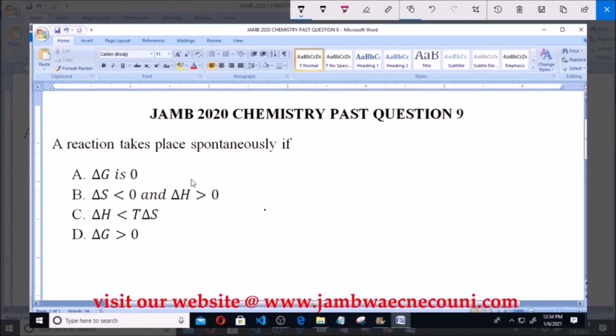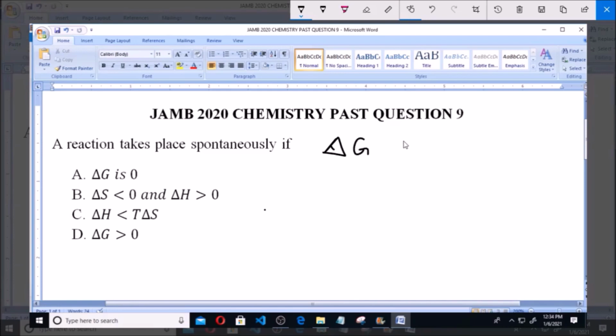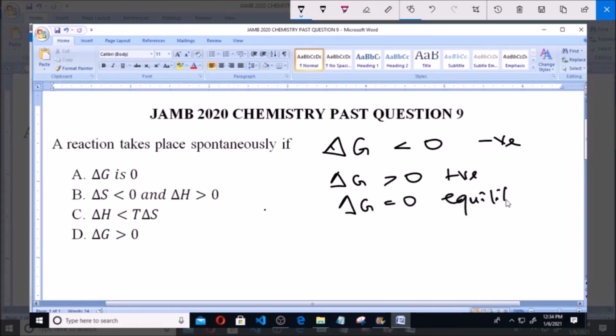Now, for a reaction to be spontaneous, it is noted that the free Gibbs energy, which is delta G, should be less than 0, that is, it must be negative for the reaction to be spontaneous. When delta G is greater than 0, that is, if it is positive, the reaction will not occur. And if delta G is equal to 0, the reaction is in equilibrium. But when it is negative, then the reaction will occur spontaneously.